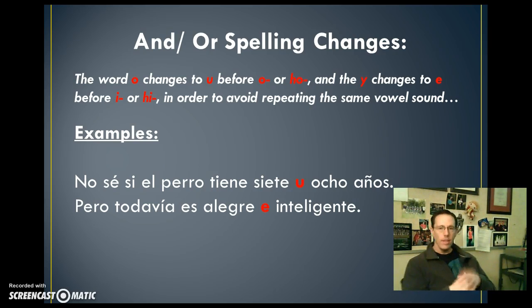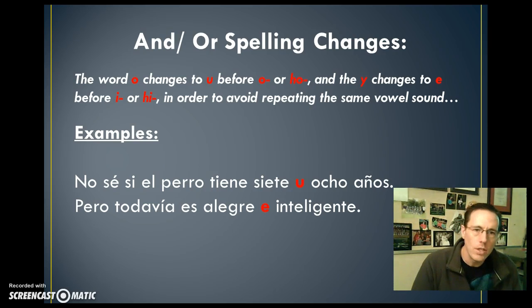And these are spelling changes that have to do with using the word and or using the word or. Hopefully you remember that up till now what we've learned in Spanish is that the word and is e, or the letter y, and the word or is o, or the letter o. And there are just a couple of small instances in which those words have to be changed a little bit based on the sound that comes previous to them. Let me read through this slide.